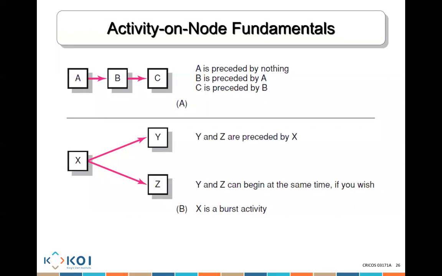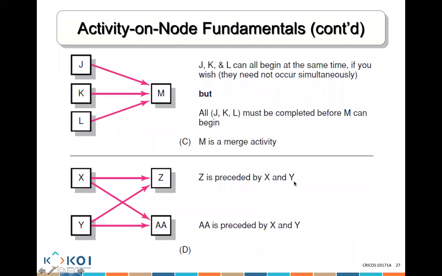If we look at this one, I have J, K and L who are parallel and all could start at the same time, but they do not have to start at the same time. And I can only start M after all the activities J, K and L have been completed. Once they're finished, then I can start M. M is a merge activity because all these activities are merging into that activity.